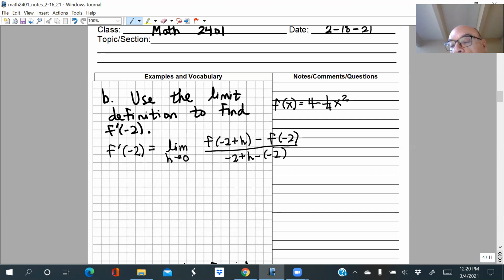This is always going to happen: the denominator is going to simplify immediately. This is really -2 plus 2, so the denominator immediately becomes h. So that's always the easy part, and the hard part is simplifying the numerator. So we want to simplify this numerator.